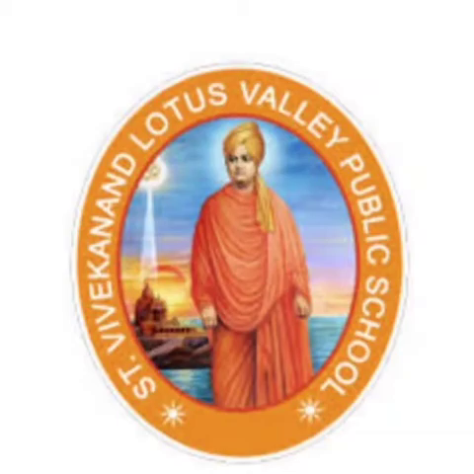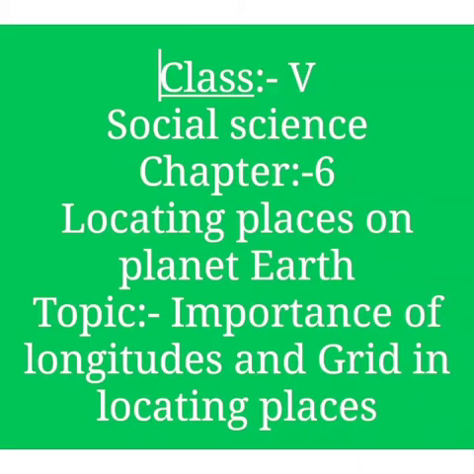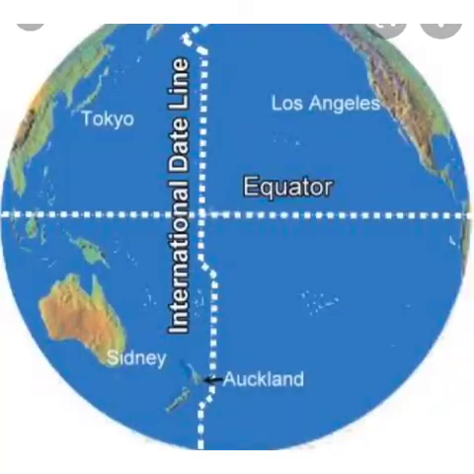So students, in your social science class, we are going to discuss chapter number 6, locating places on planet Earth. The topic is the importance of longitudes and grid in locating places. First of all, I am going to tell you about the international dateline.